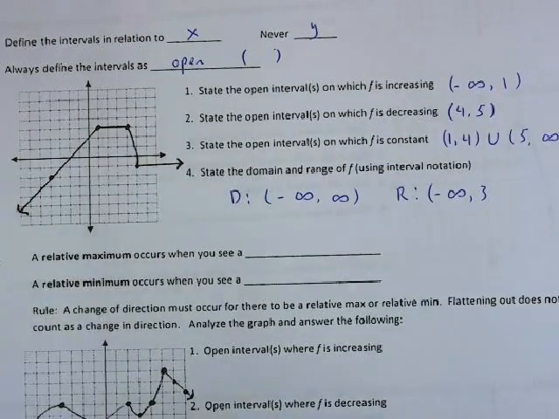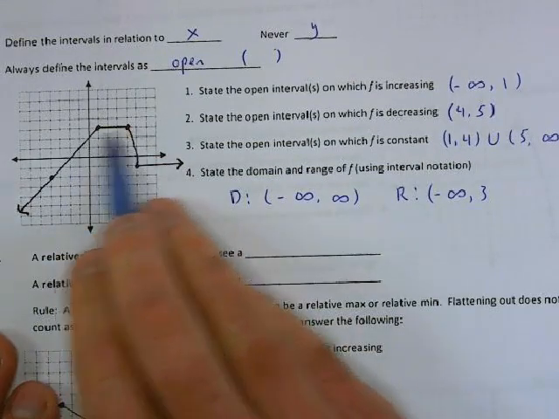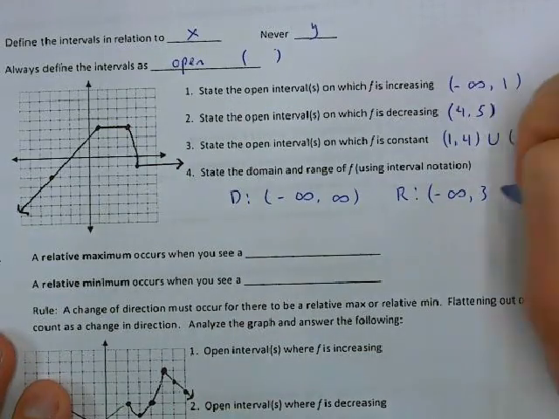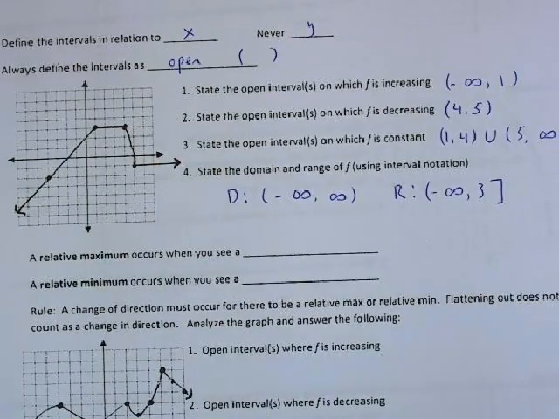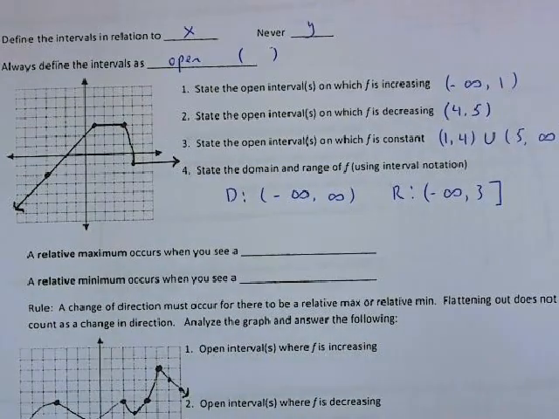Now with the domain and range, we might want to use brackets. Can y actually equal 3? Sure, it's 3 at a bunch of places right in here. So then we're going to put brackets around the 3 because we are including 3. Y actually can equal 3. Okay.